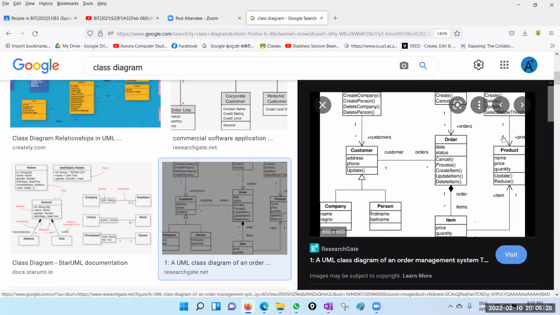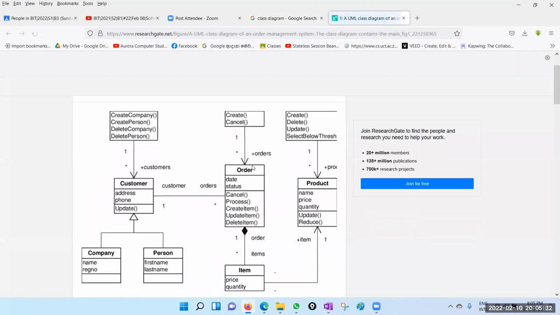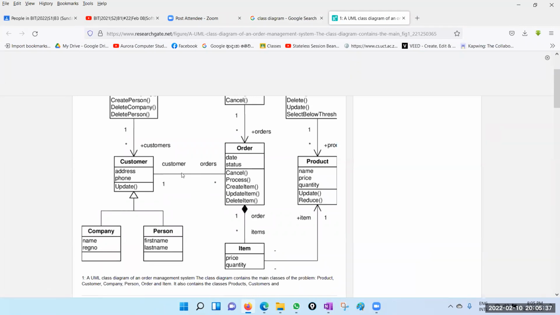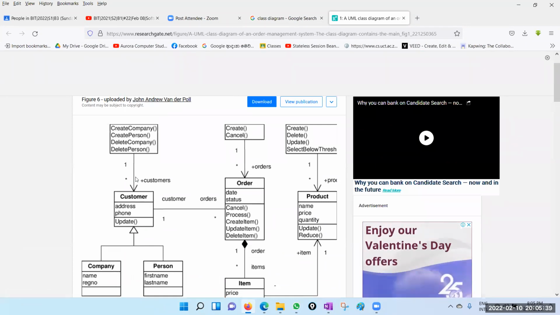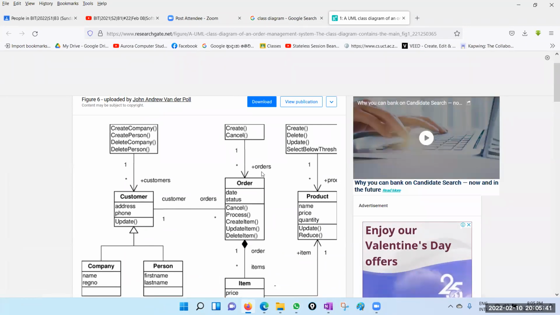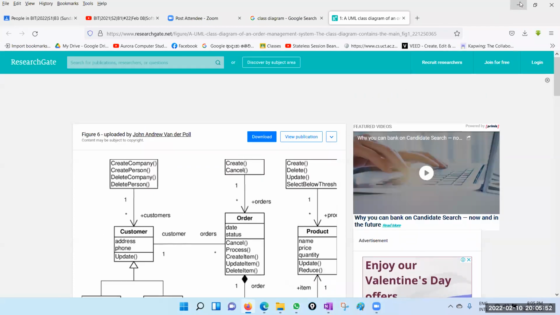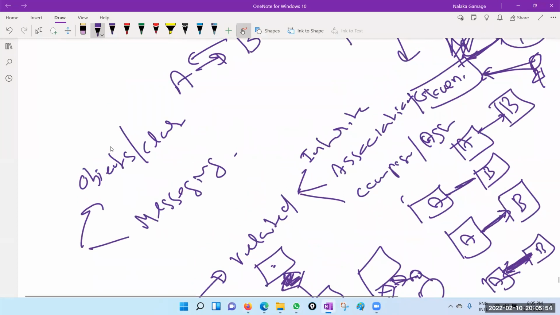So if you take something like that, you can see this is inheritance, and this is association. This is unidirectional association. This is bidirectional association. And this is composition, right? Your order consists of order items. Okay, so this is called a class diagram, another UML diagram. It shows how the classes are related.